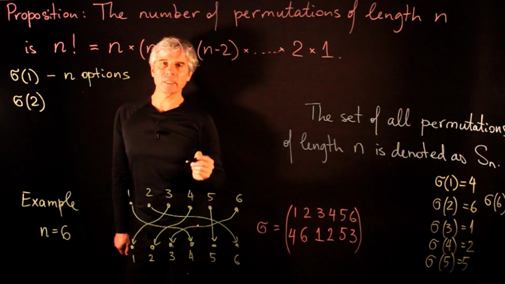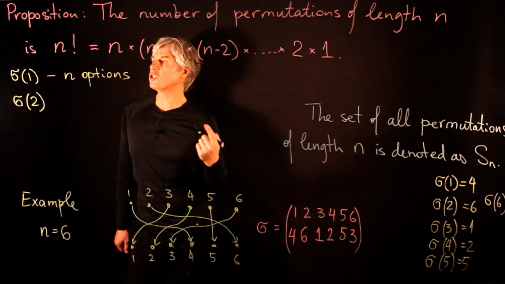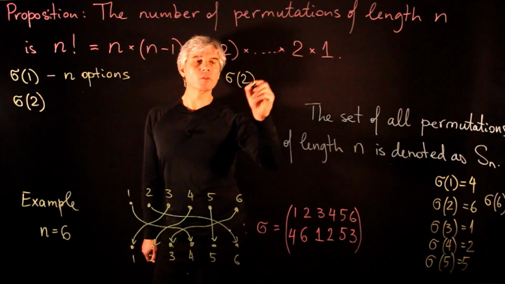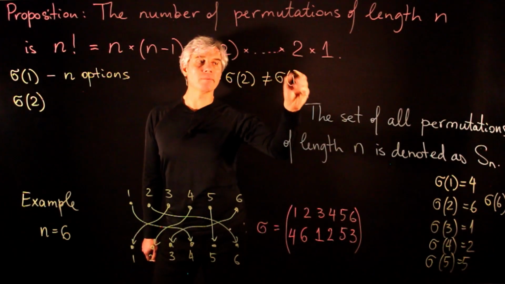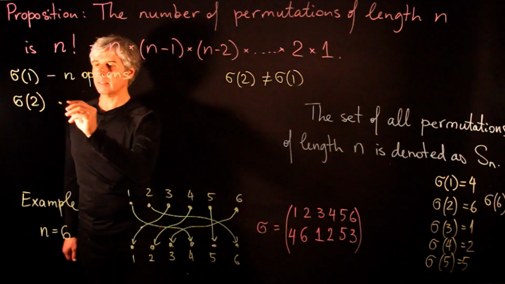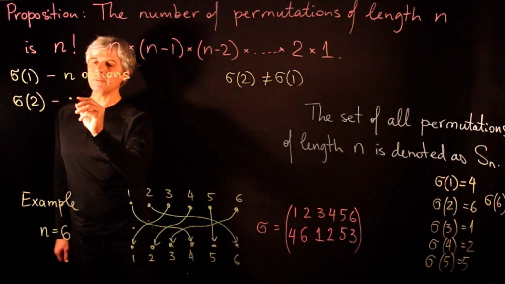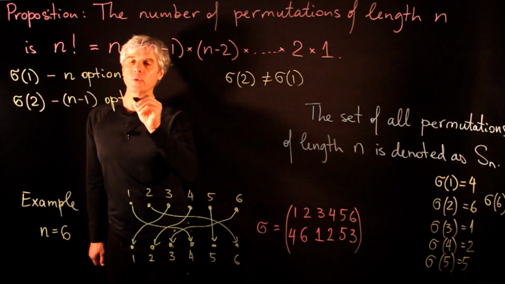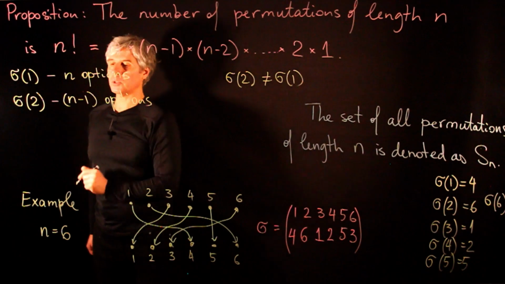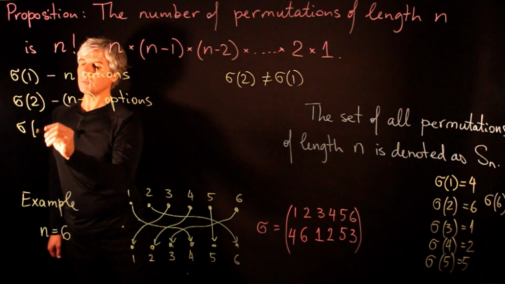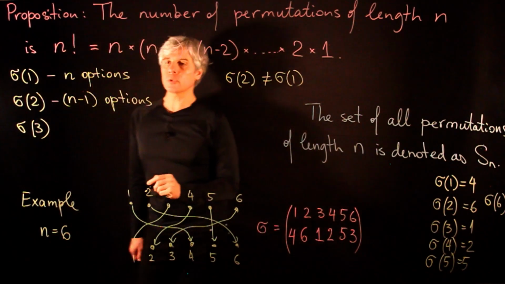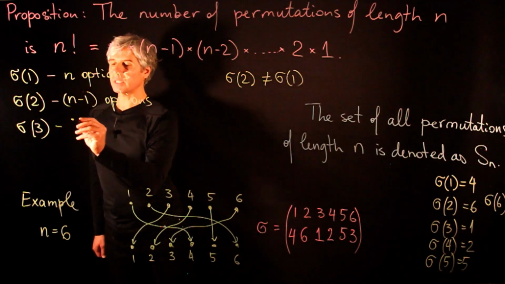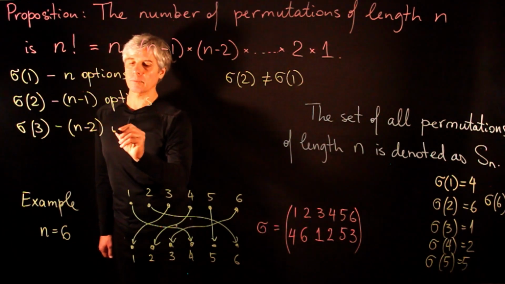We recall that a permutation must be injective. So this means that sigma of 2 cannot be equal to sigma of 1 because of injectivity. And because of this, we now have only n minus 1 options for choosing the value of sigma of 2. And then when we choose sigma of 3, we are not allowed to use values sigma of 1 and sigma of 2. And then this leaves us with n minus 2 options.